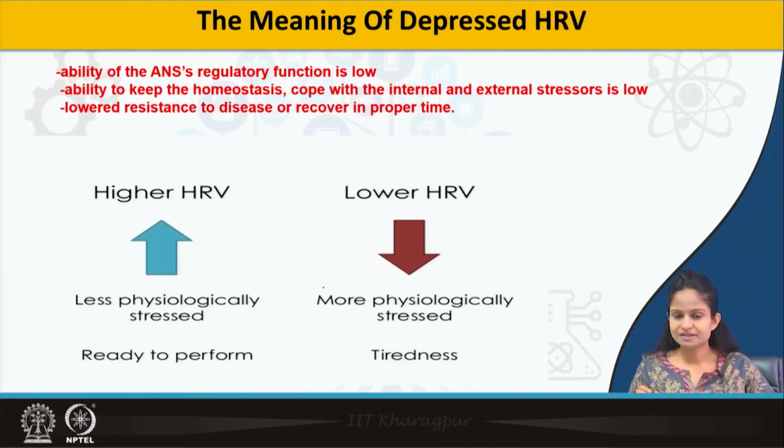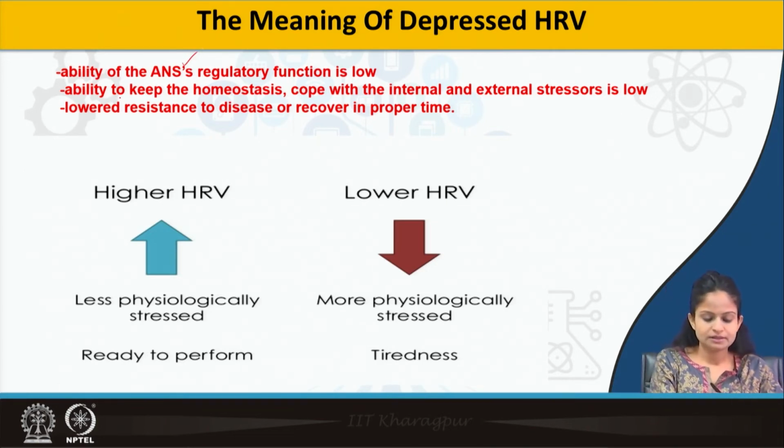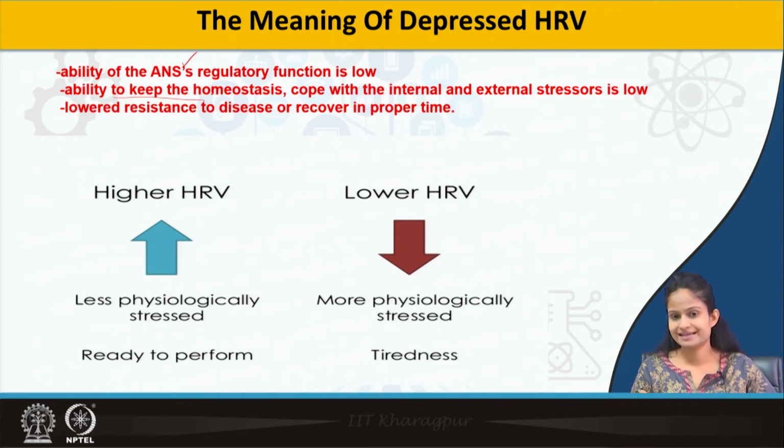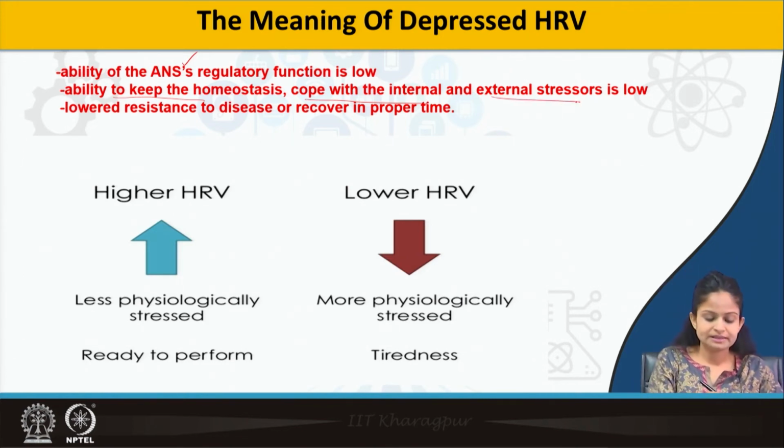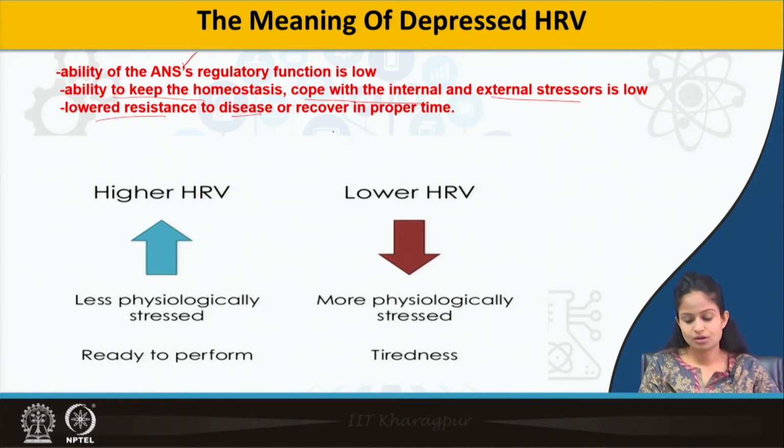So, what does depressed HRV indicate? Whenever the ability of the autonomic nervous system regulatory function is low, there is depressed HRV. Whenever the ability to keep the body in homeostasis is dysregulated, whenever the body is not able to cope with the internal and the external stressors, there is depressed HRV. Whenever there is lowered resistance to disease or recovery in proper time is not occurring, that means the HRV is depressed.